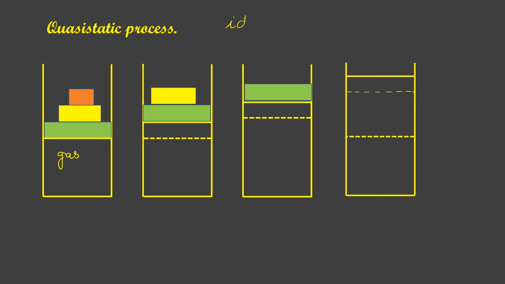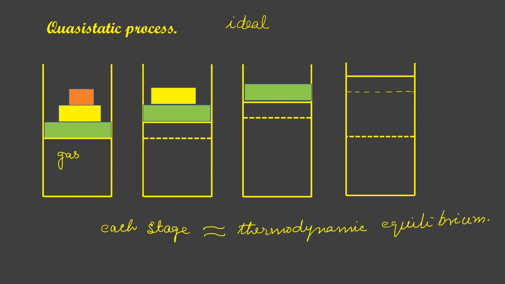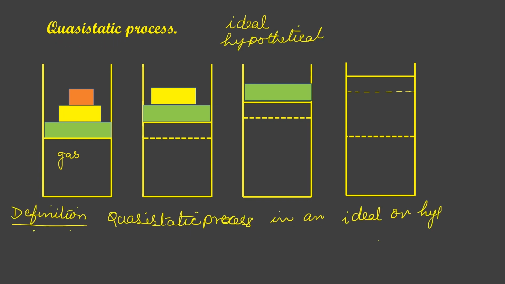As already stated, quasi-static processes are ideal or hypothetical. They do not exist in nature. Each stage is approximately in thermodynamic equilibrium with the surrounding. That is, the state variables are approximately static. That is what is meant by the term quasi-static. Let us put together all these points and make a definition.